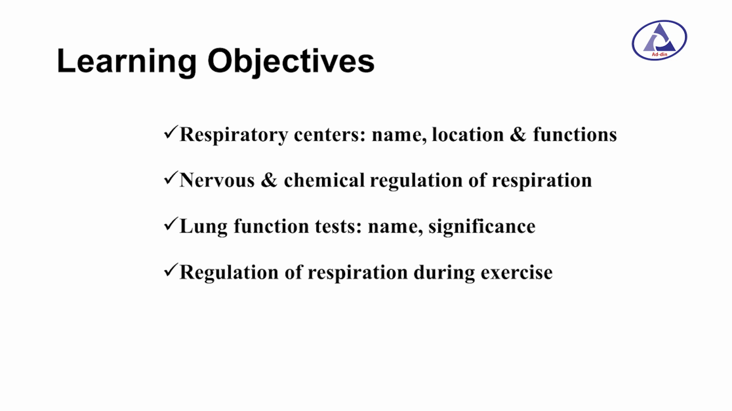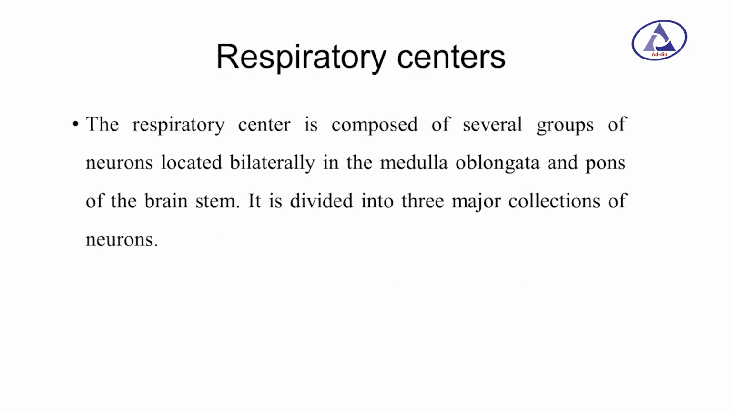Then the lung function test, we have already gone through the topic, but it was interesting in this topic also. And regulation of respiration during exercise. So what are the respiratory centers? The respiratory centers are composed of several groups of neurons which are located bilaterally in the medulla oblongata of our brain and also in the pons area. You already know about the location of these two sites, right?